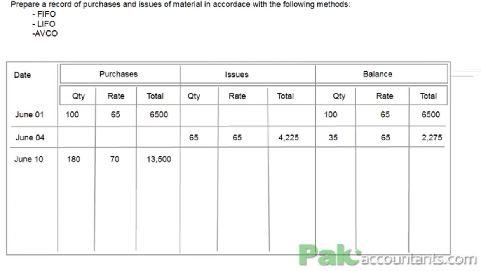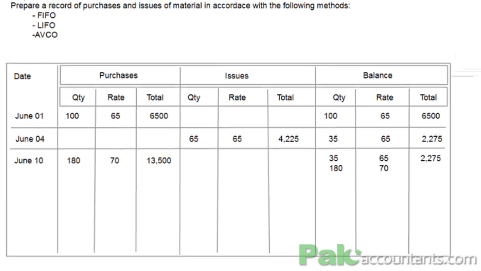Okay, once we have bought this package, now what we have in the store, we have 35 units of the old package, which we bought at 65, and the value was 2,275. And now we have another package of 180 units, which we bought at $70, 12,600. Oh yes, the correct amount is 12,600. Thank you. And let's close this up with a margin.